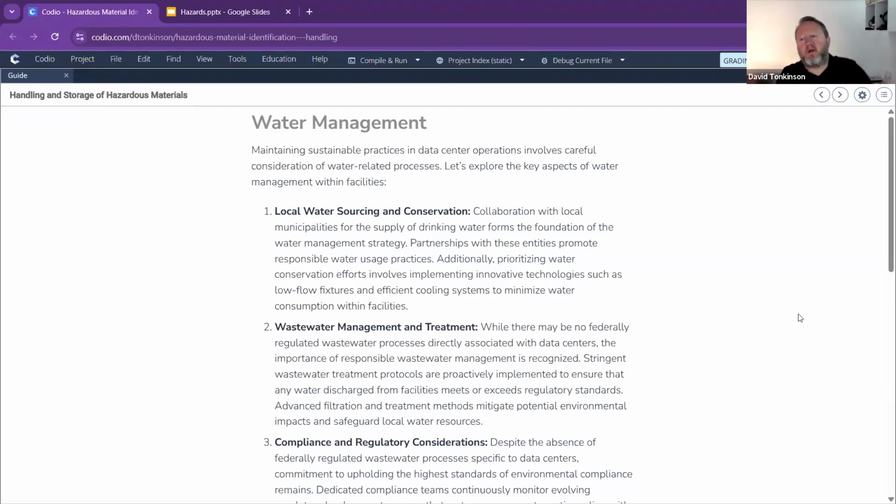Okay, so water. We need to consider what we do with water. Water is one of those precious commodities. We can't just flush it. If we've contaminated that water, we need to do something. We need to consider where we are sourcing our water from as well, because it's not an endless thing. When dealing with water management and conservation, you've got to collaborate with your local municipal services for the supply of both drinking water and water you're potentially going to use in your HVAC air conditioning systems.